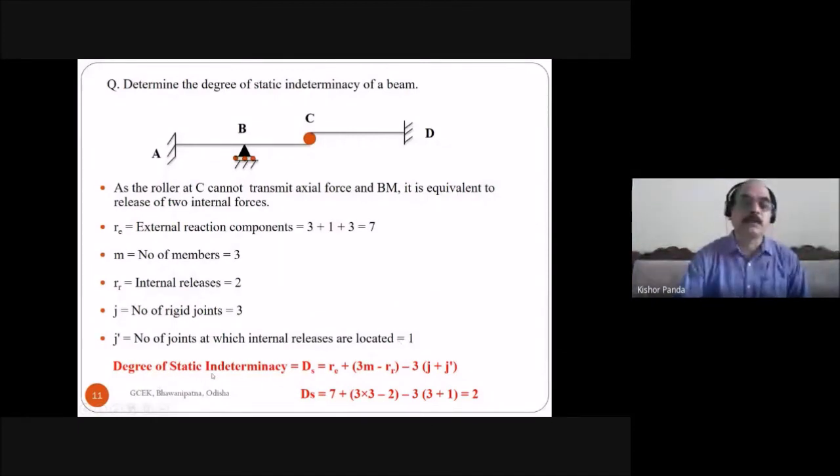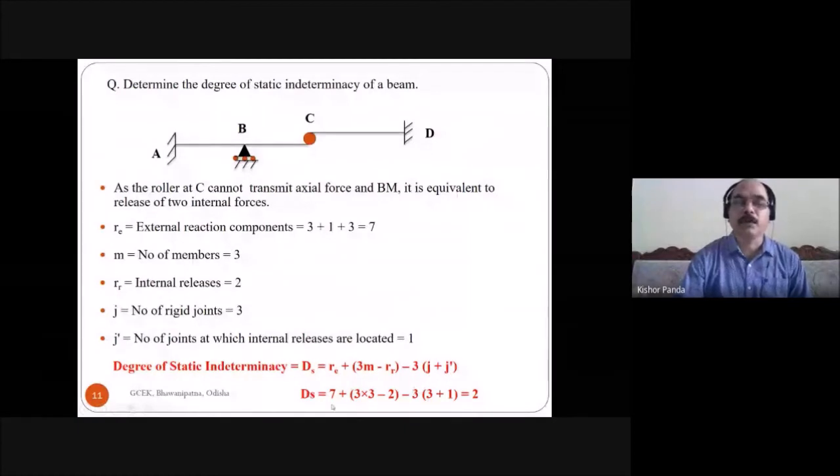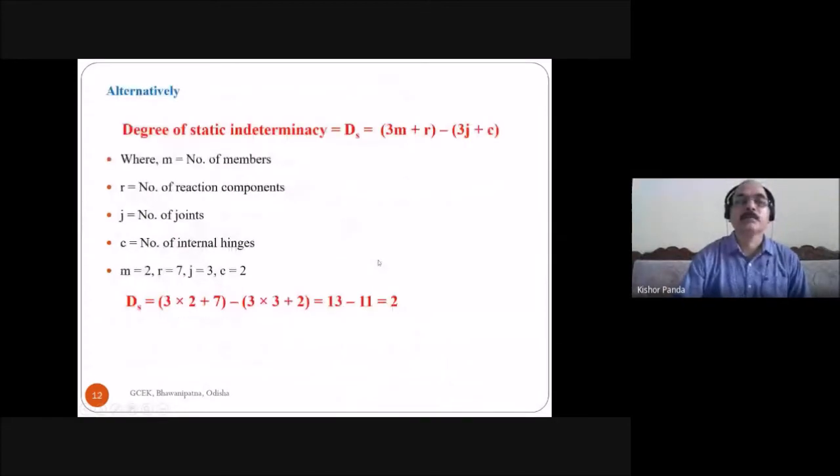Then the degree of static indeterminacy is equal to RE plus 3M minus RR minus 3J plus Z. So using this equation, you can find out what is the degree of static indeterminacy. So this is equal to 2. Also, you can find out using this one.